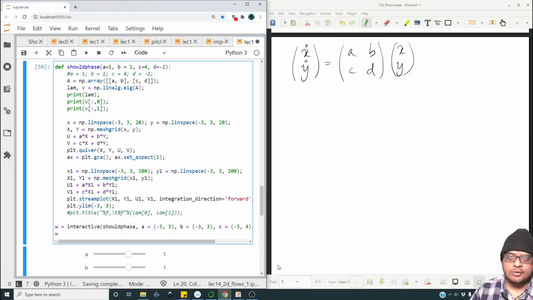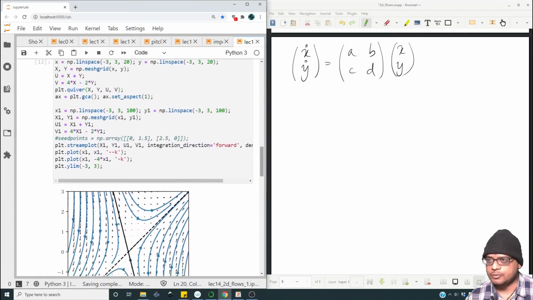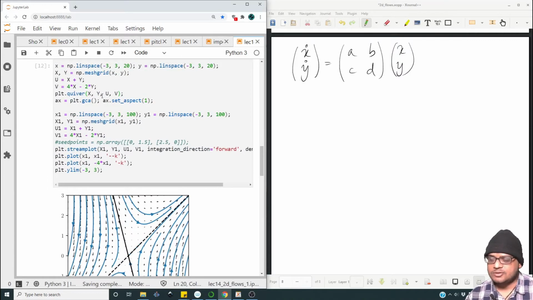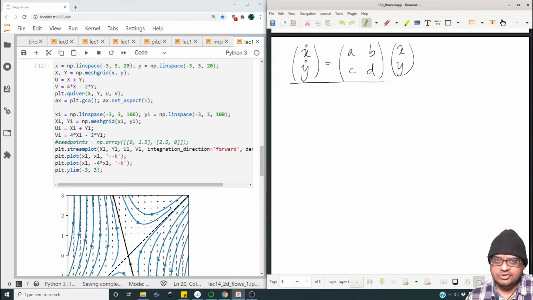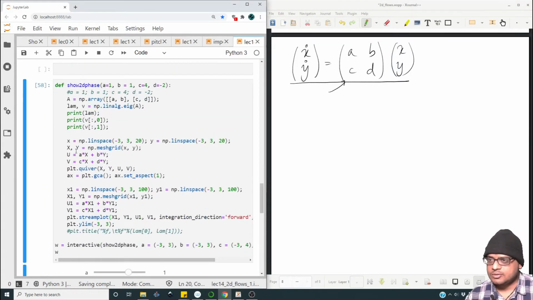In this lecture we're going to continue off where we dropped last time. In the last class we had solved this particular equation, and in this class we're going to start off with the generic form. By this generic form I mean the matrix is not hard coded, but a, b, c, d are four values. The equations are u equal to a times x plus b times y, and v equal to c times x plus d times y.